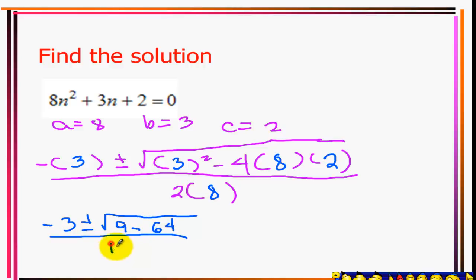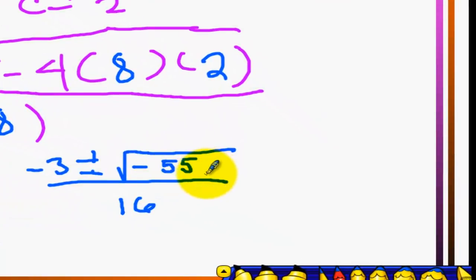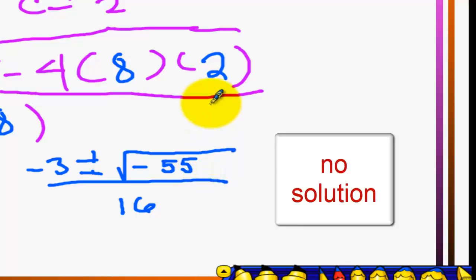divided by 16. Now let's simplify inside the radical sign. 9 minus 64 will give us negative 55 divided by 16. Now I want you to pay attention inside our square root. If inside your square root is a negative number, it means that we don't have any solution. Okay, in the set of real numbers, we are going to say that we don't have a solution.